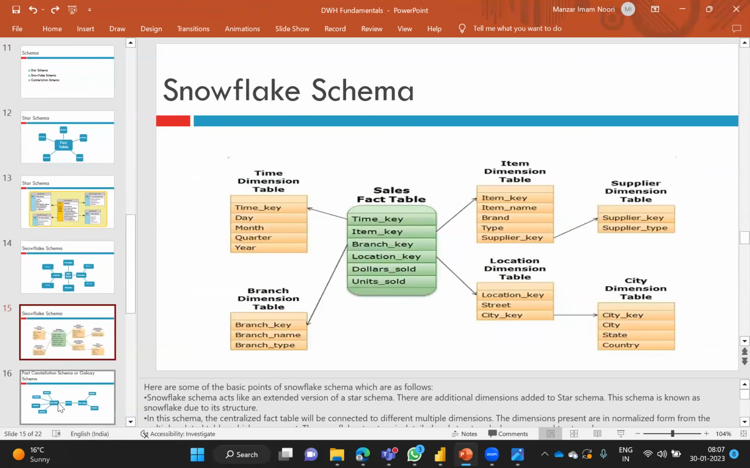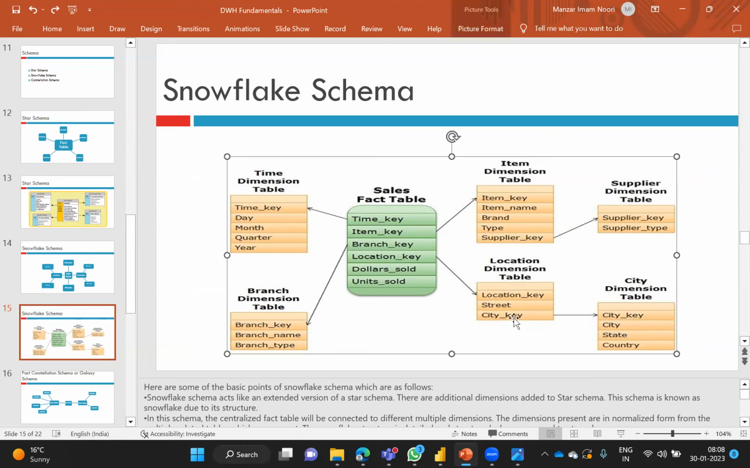Suppose we have a location dimension, a location table, and this location we can further divide into city information. You can see this location is split into two tables. We can also have the same location in one table, and we can say this is the location dimension. So we have the street, the city key, and then the city information, state information, and country information. What we are doing is just keeping all of these things in one table.